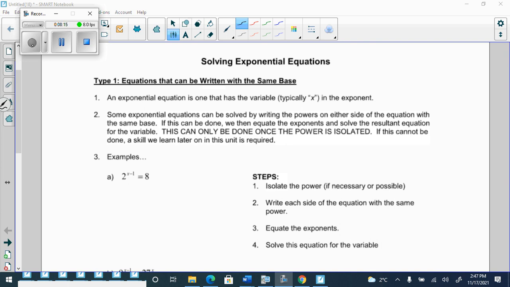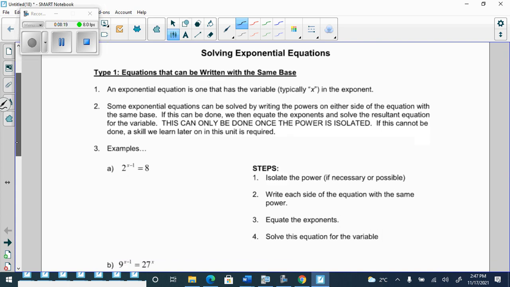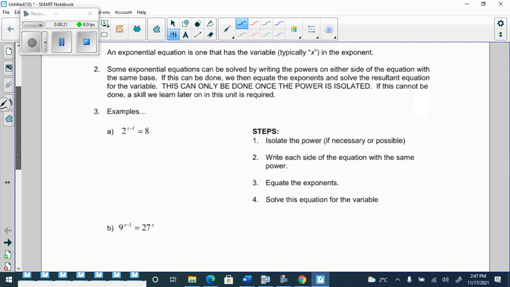Okay, so here we have 2 to the x minus 1 equals 8. You can't always get common base, but when you can, you should. So for all of these, we're going to be able to. What does that mean? That means that we try and make the left side and the right side be the same base.